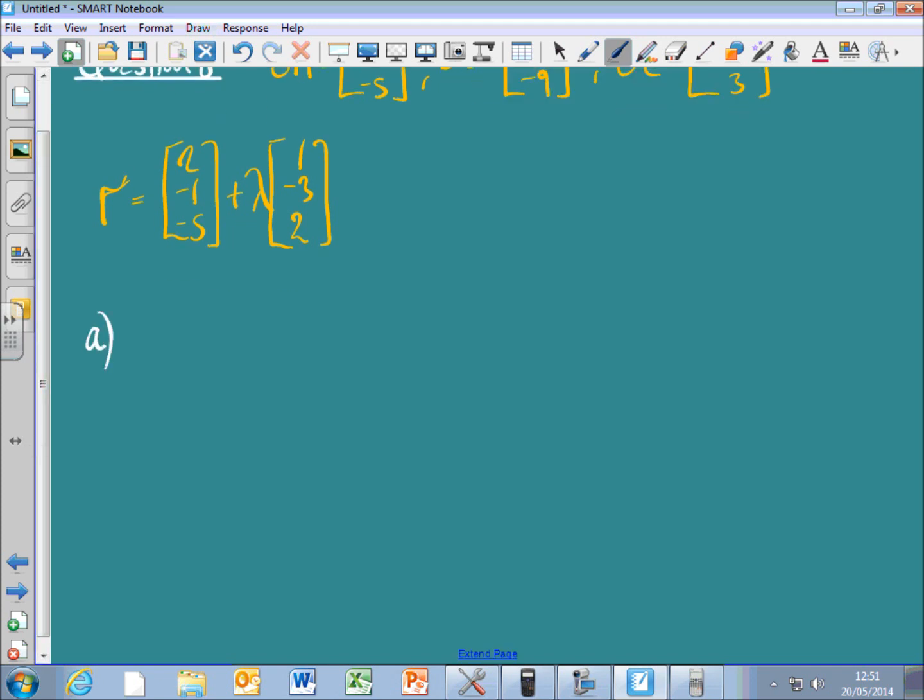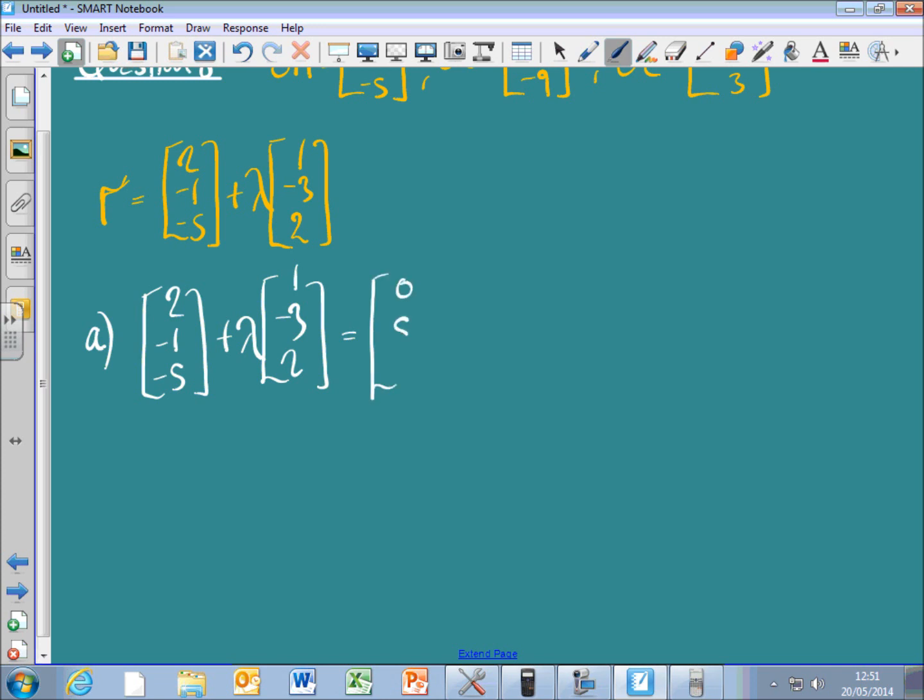Okay, well if point B is on the line, then a position on the line is given by the line equation, and this should be equal to the position vector of B. And the way we can check whether this is true is if lambda has the same value for the x component, the y component and the z component. So let's have a look.